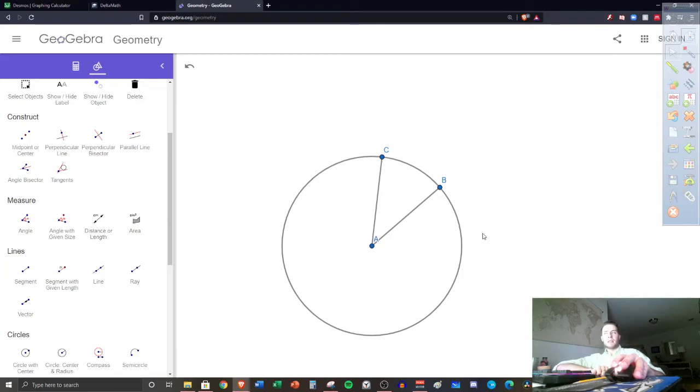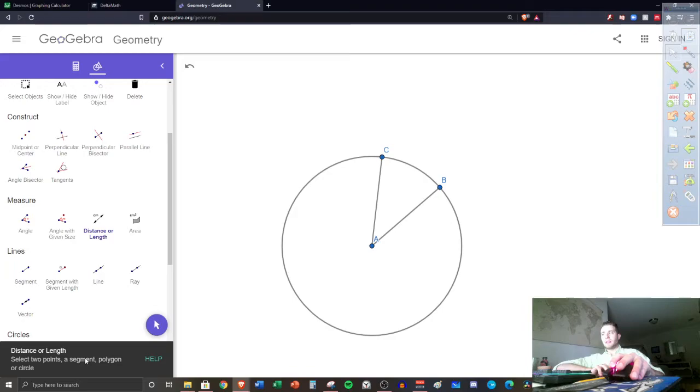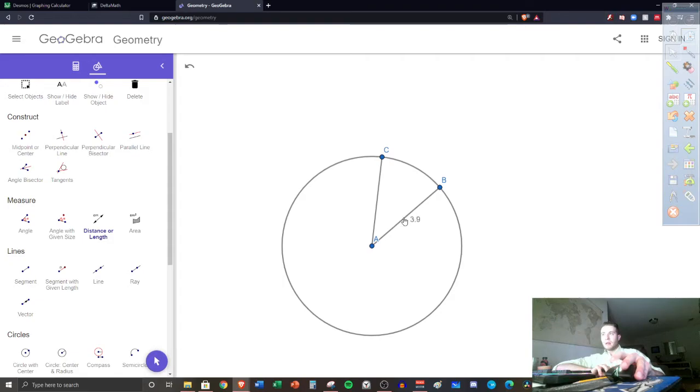That's what's really nice about this software, is that we have so many tools available to prove that things are congruent or to show measurements and really confirm things. So you're going to click that, and it tells you what to do. You select 2 points, a segment, a polygon, or a circle. So we're just going to click a segment. Click AB, and then go ahead and click AC.